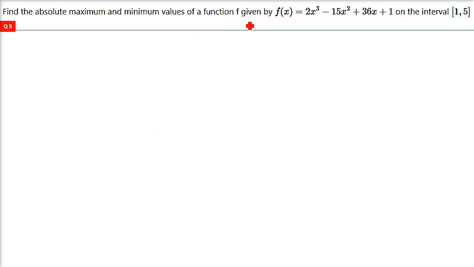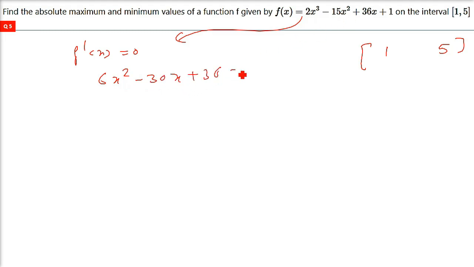Next one is: find the absolute minimum and maximum of f(x) equals 2x cube minus 15x square plus 36x plus 1, on the interval 1 to 5. So maybe we may get certain numbers which can be the critical numbers. I am doing the differentiation here. 2x cube gives 6x square minus 30x plus 36 equals 0. You can take 6 common or divide it by 6. So x square minus 5x plus 6 equals 0, which is x square minus 2x minus 3x plus 6 equals 0.